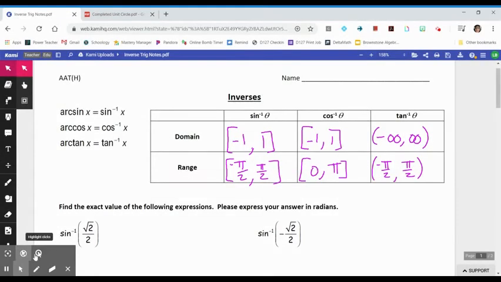So hopefully by now you have filled out the chart over here. This chart was described in the first part of this video. If you haven't done that, please make sure you've done that now.